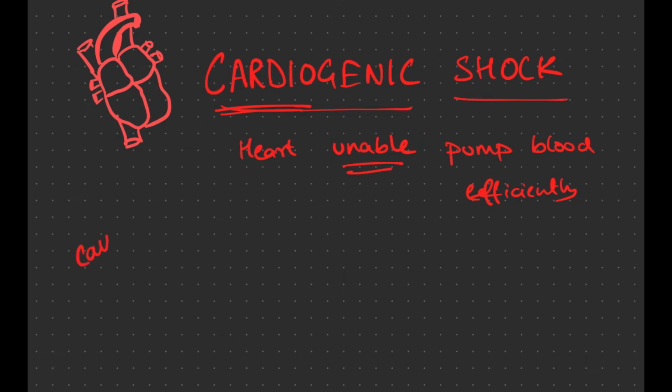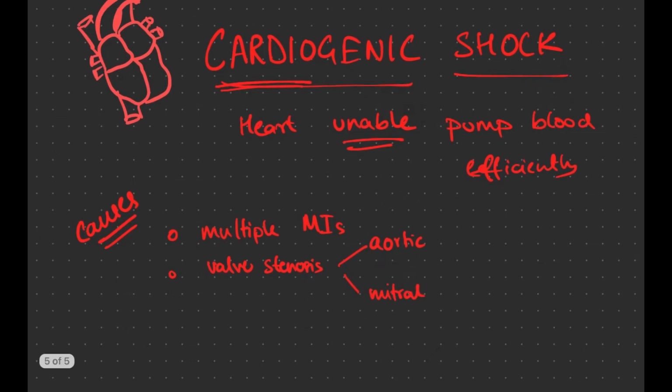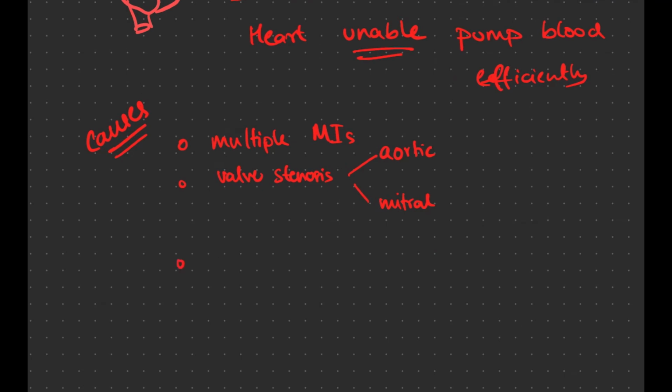So what are some of the reasons cardiogenic shock occurs? It could be due to, suppose you had multiple heart attacks, multiple myocardial infarctions, MIs, or suppose there is some valve stenosis. So valve stenosis means, suppose there's an aortic valve stenosis, then the aortic valve has become narrowed, the aortic opening has narrowed, hence blood can't efficiently go through. Or if there's a mitral valve stenosis between the left atrium and the left ventricle, it could be due to arrhythmias.